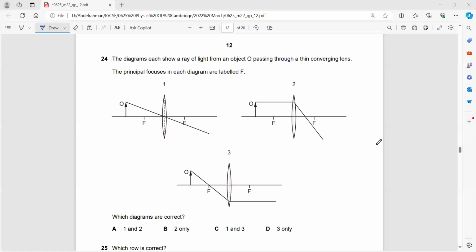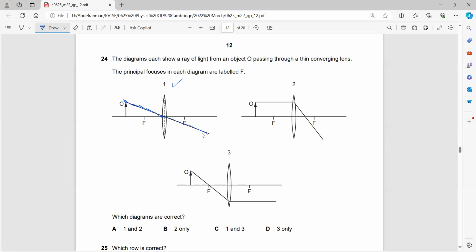Question 24. Which diagrams are correct? Can someone tell me? Is one correct? Does the ray pass through the center and continue in a straight line? Yes, it does pass through the center and continue in a straight line.